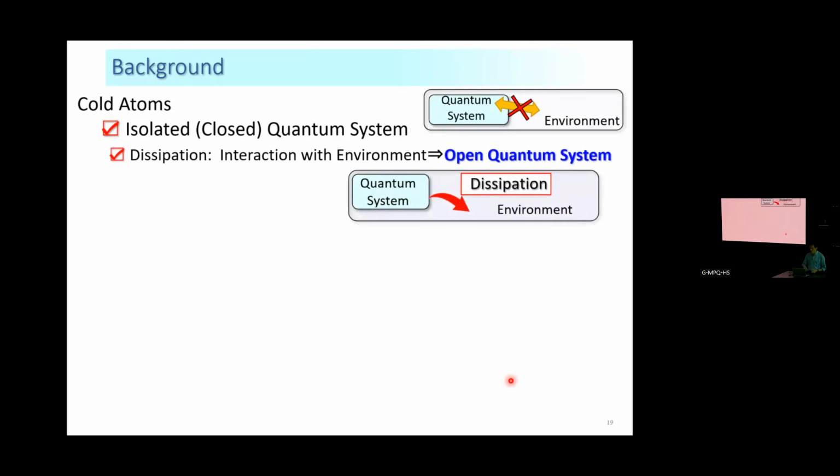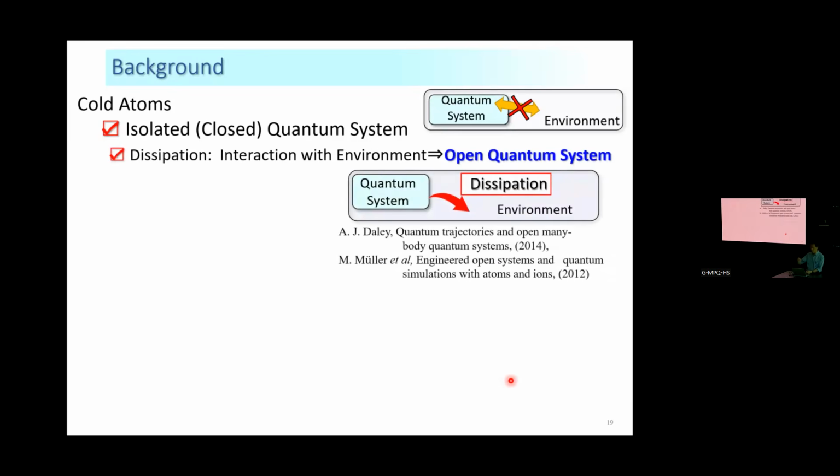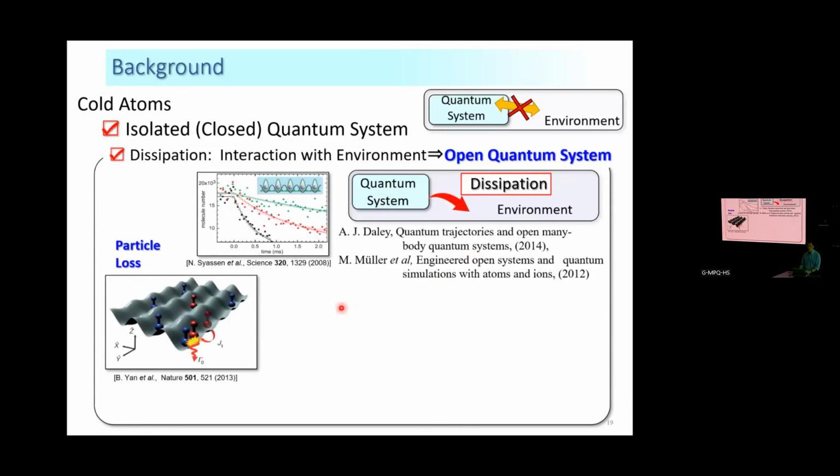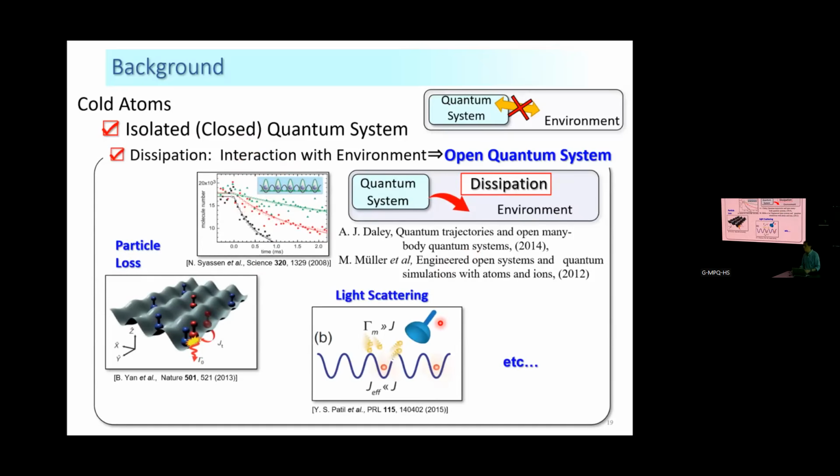But recently, a novel role of dissipation to stabilize a particular quantum state is discussed in this theory paper, and related experiments are reported for particle loss, for light scattering, and so on.